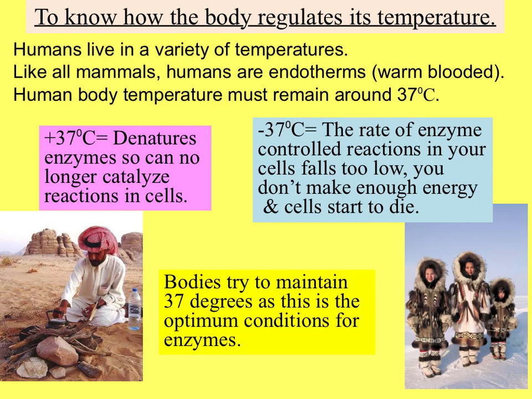Okay, so humans live in a variety of temperatures. Like all mammals, humans are endotherms, which means we are warm-blooded. The human body temperature must remain around 37 degrees, which we've looked at. We have already discussed that the enzymes denature, so they can't catalyse reactions in the cells, so no reactions take place. Processes like respiration, which is vital to us, will no longer take place. And the same if it's below 37, especially if it's too far low.